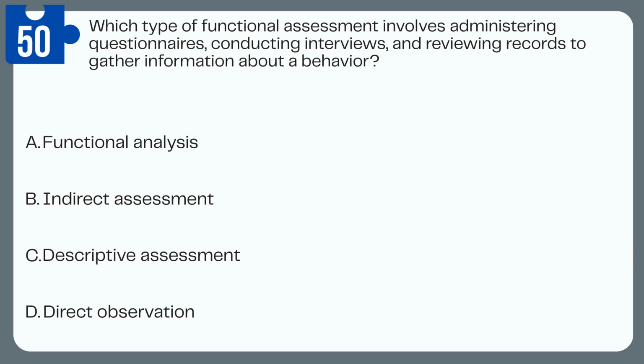Question 50. Which type of functional assessment involves administering questionnaires, conducting interviews, and reviewing records to gather information about a behavior? A. Functional analysis. B. Indirect assessment. C. Descriptive assessment. D. Direct observation.